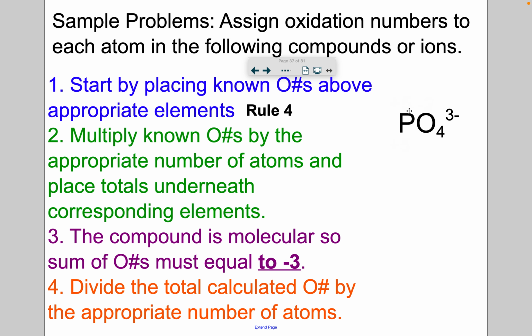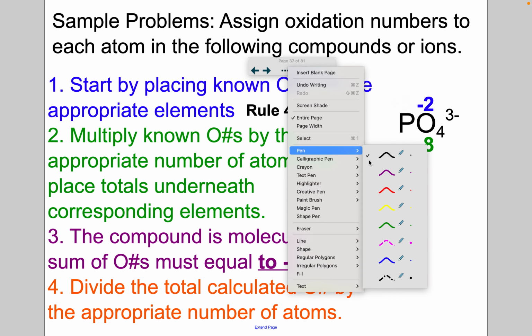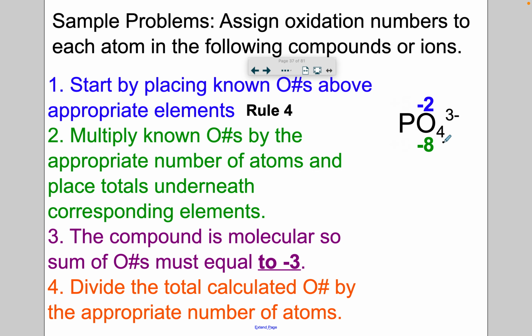PO4 3-. Okay, start by placing known oxidation numbers. All right, I see oxygen. It's not a peroxide, and it's not with fluorine, so it's -2. -2 times 4 for the second step here is -8. So this is where we need to take a look at the charge. Are we going to 0 or are we going to a charge? We need to get to a -3. So what does P have to be in order for it to be -3?